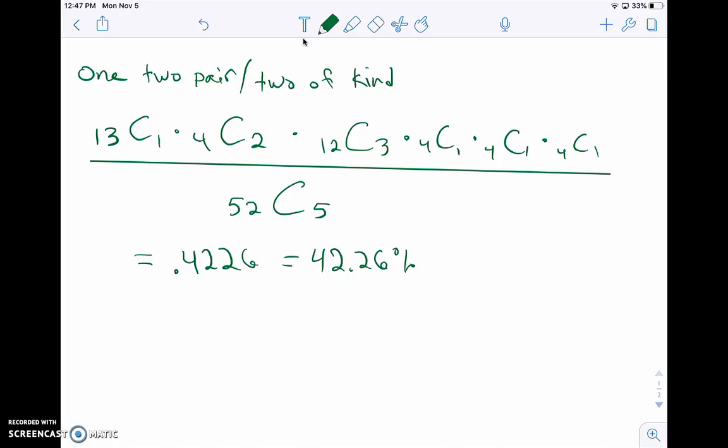It's much more likely to be dealt a single 2 of a kind than 2 pairs. So hopefully it makes sense that this probability is much higher than the other, because it's much more likely to occur. Hopefully that helps out with these 2 different kinds of problems, similar yet different, finding probabilities when you're dealing with a standard deck of cards. Let me know if you have any questions.